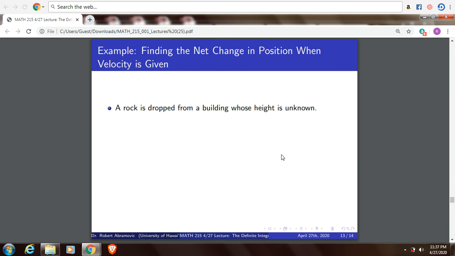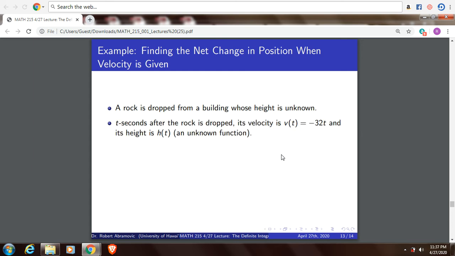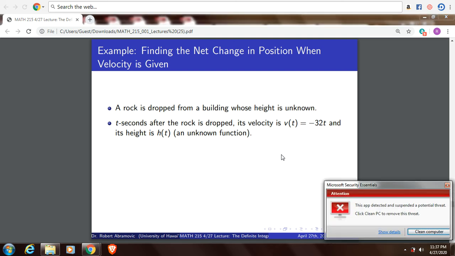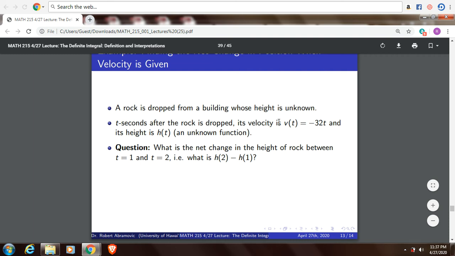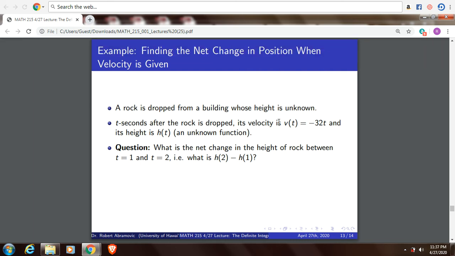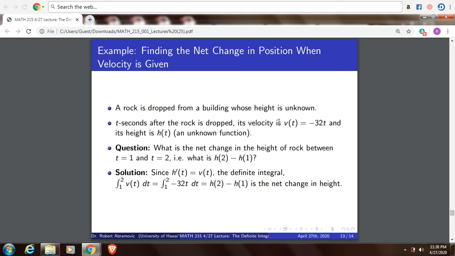Here's an example. Let's find the net change in position when velocity is given. A rock is dropped from a building whose height is unknown. T seconds after the rock is dropped, its velocity is negative 32t, and its height is h(t), an unknown function. What is the net change in the height of the rock between t is 1 and t is 2? What is h(2) minus h(1)?